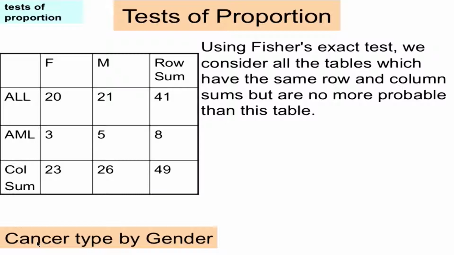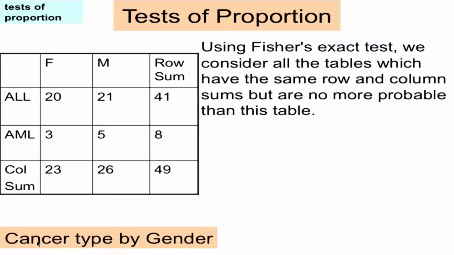Okay, so what would be less extreme than having 3 of the 8 AML patients be female? What would be less extreme? 4 and 4. That's the only thing that's less extreme, right? Absolutely equal numbers. Everything else is more extreme. So that would be 2 and 6, 1 and 7, 0 and 8, and also 5 and 3, 6, right? So what we do is we compute the probability of all those tables.